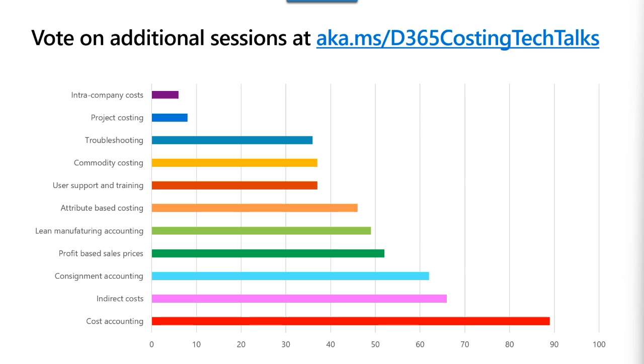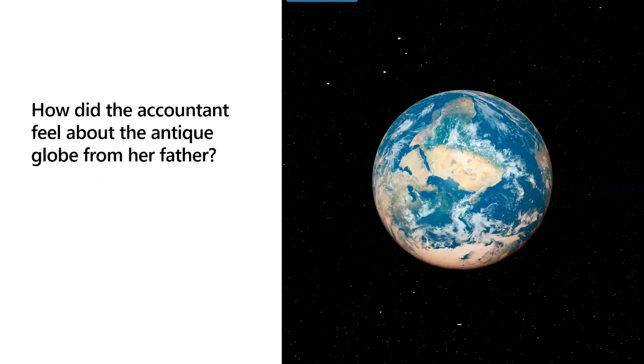This will bring us back to our riddle of the day. The question is, how did the accountant feel about the antique globe her father gave her? I don't know, Anne. How did she feel? It meant the world to her. It's a great belly laughing joke. I hope you enjoy these jokes, as cheesy as they are, as much as we do.